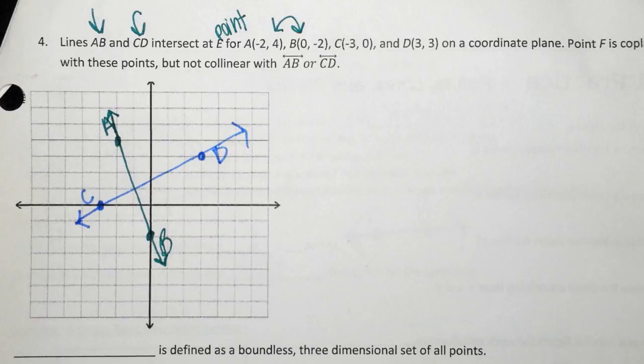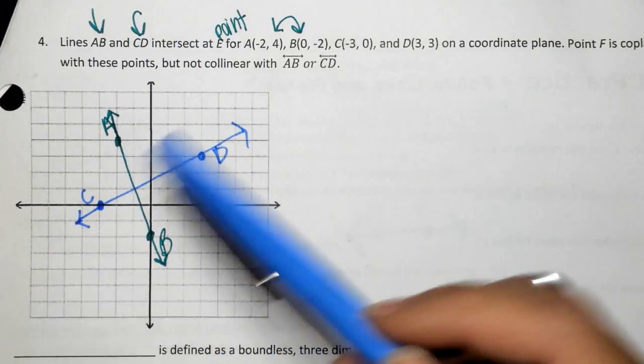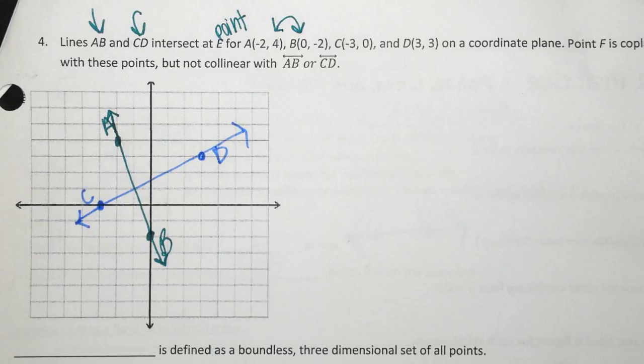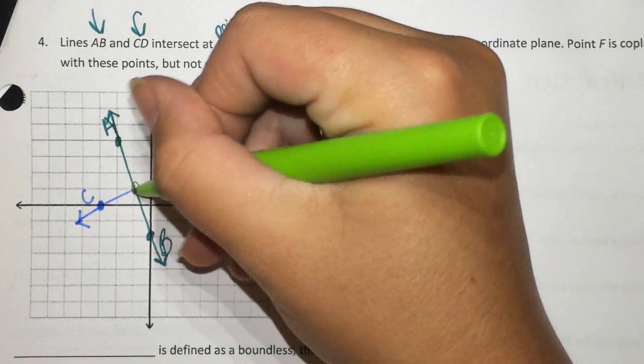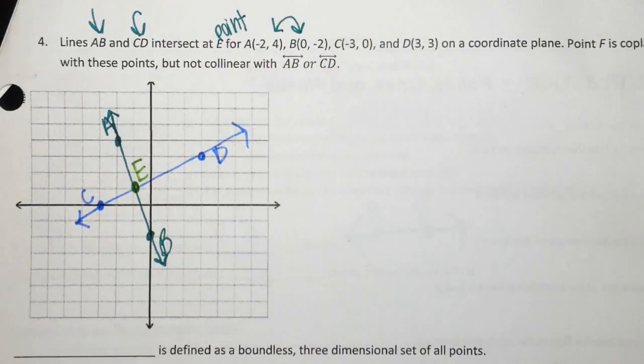Draw a line to C and D, because you have line AB and line CD. Where do they meet? Point E. When these two intersect right here, that is point E.